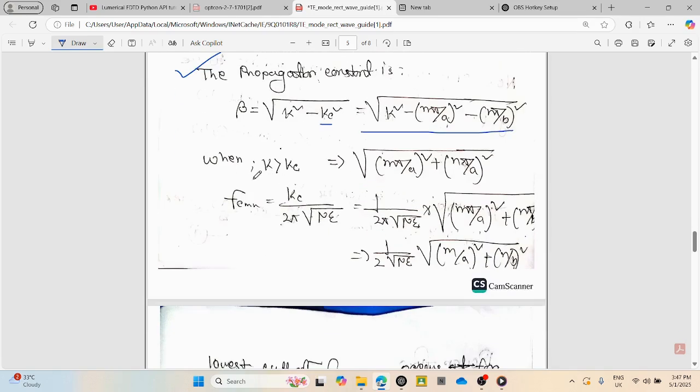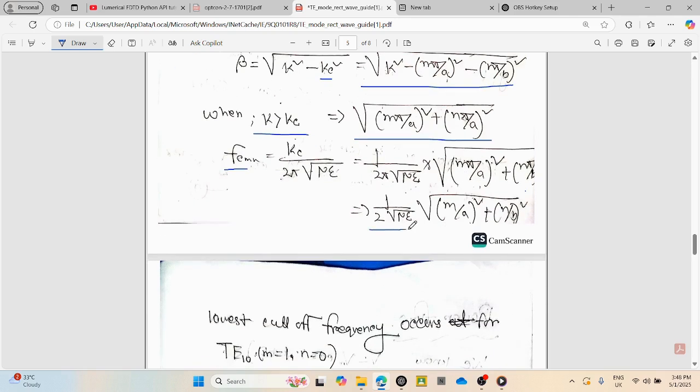And when k is greater than kc, the equation turns into this. Each mode, each combination of m and n, has a cutoff frequency, which can be denoted as fcmn, and is given as kc by 2 pi root over mu epsilon. Now we plug in the value of kc here, and we get this finalized equation.